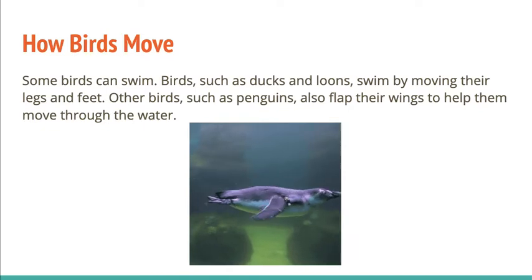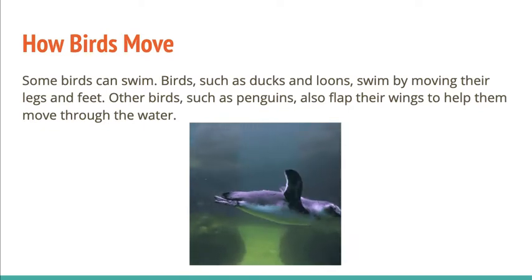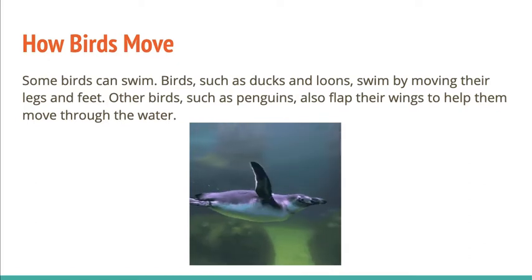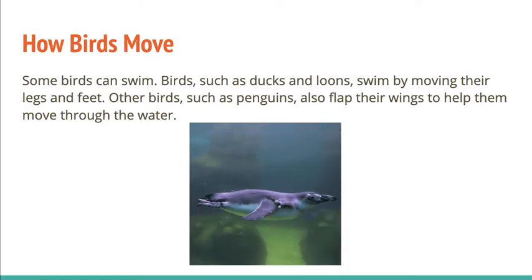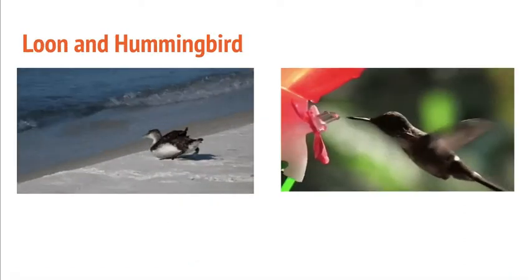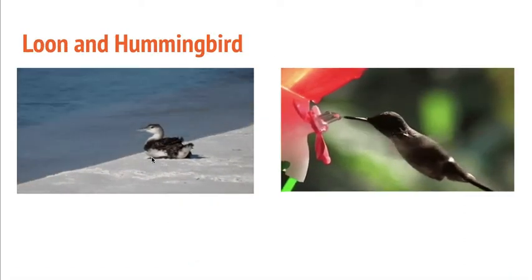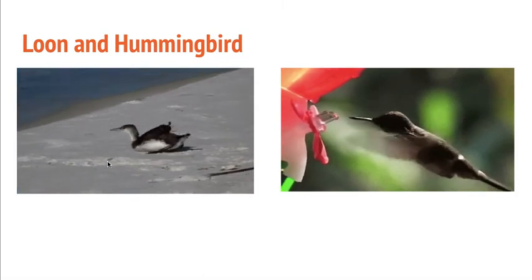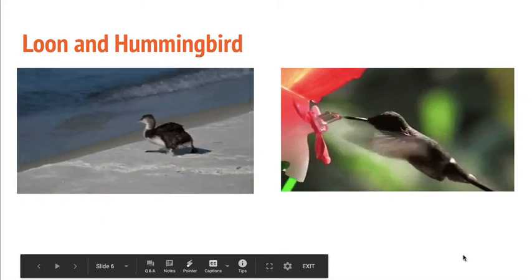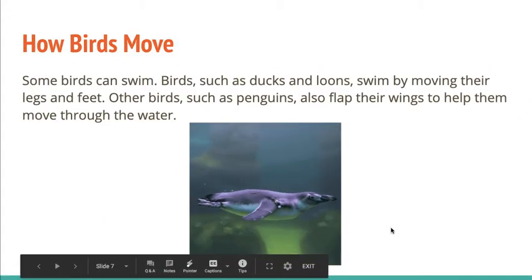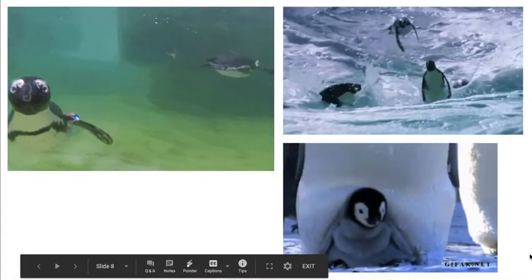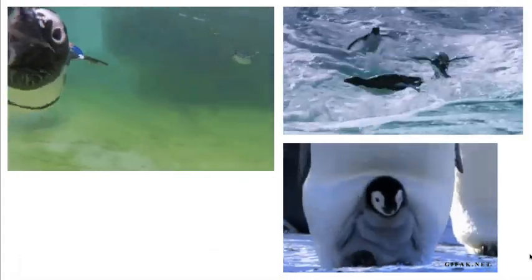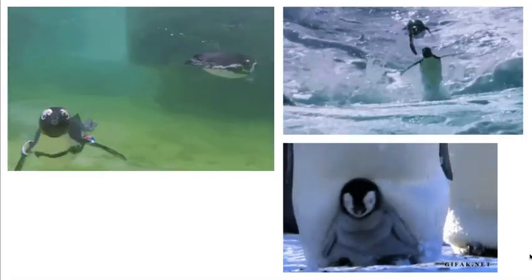Some birds can swim. Birds, like ducks and loons, swim by moving their legs and their feet. Other birds, like penguins, flap their wings to help them move through water. So I'll go back quickly so you can see over here that we talked about how the loon's legs are really good for swimming, and over here you can see the penguin using his wings to flap. And just because I love penguins so much, I just wanted to include a whole bunch of funny penguin videos.